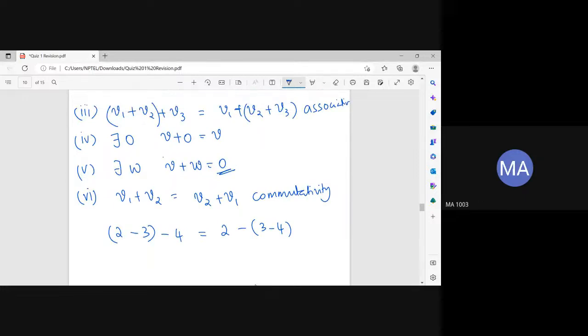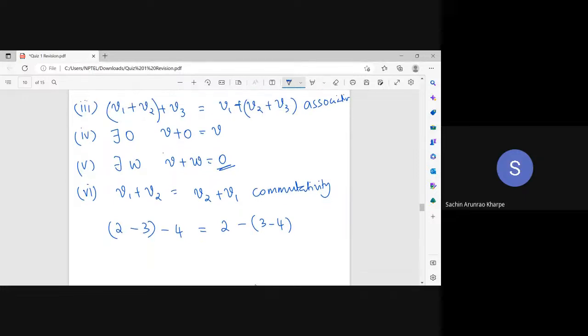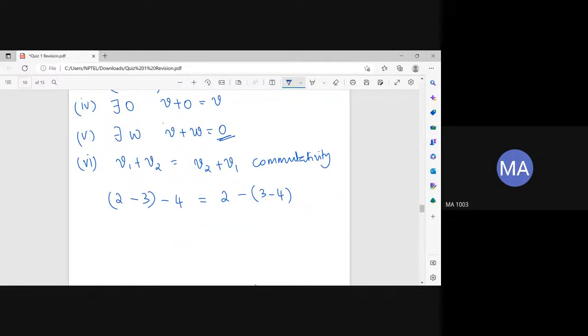Associativity is not satisfied for this operation. So for subtraction, you are saying... Okay. So this is one operation which does not satisfy associativity, I'm telling.